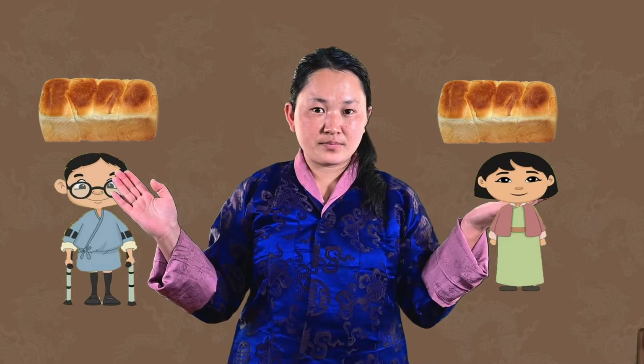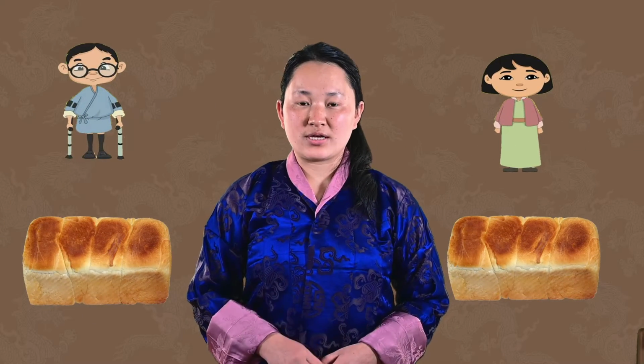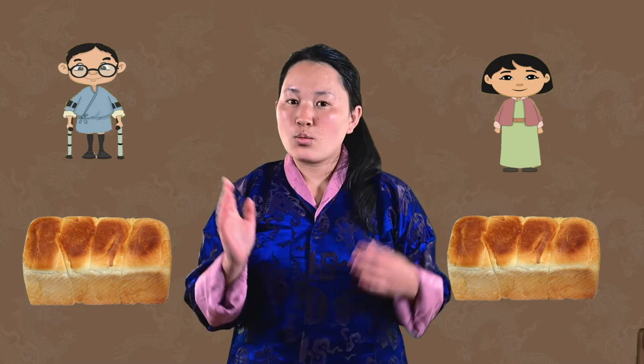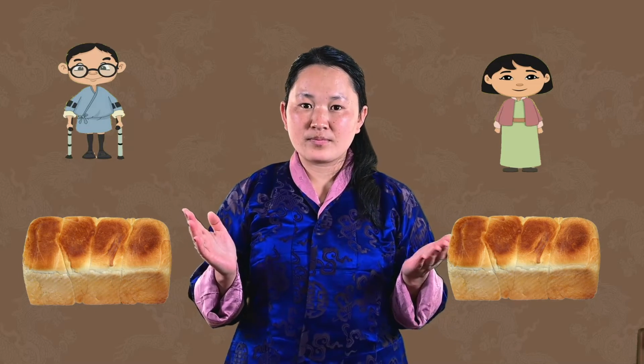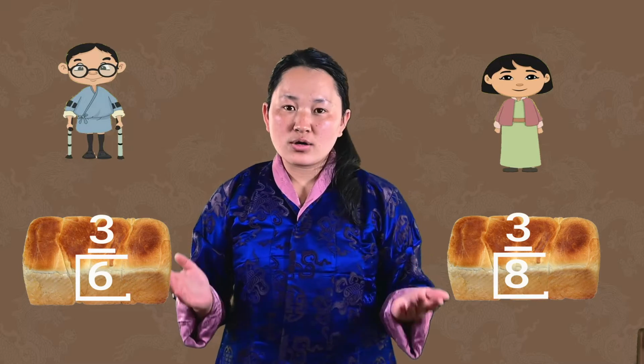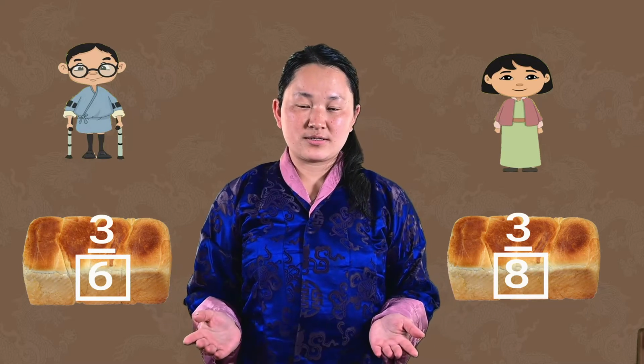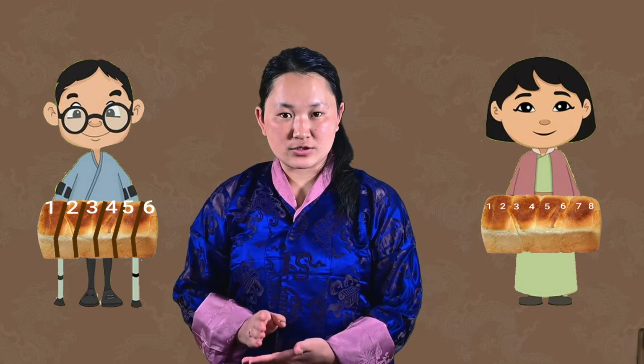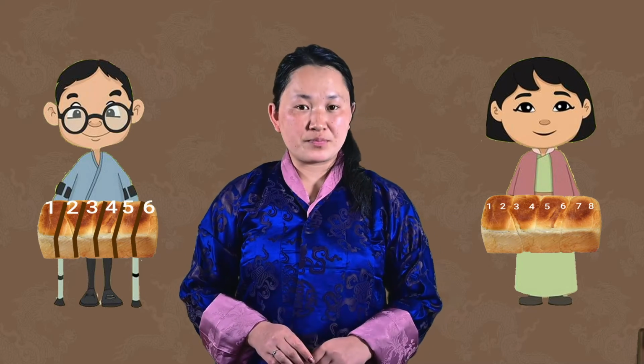For that, let's give these two breads to Doji and Dechen. Let us help them slice their bread. For slicing, what do we have to remember? Yes, we have to slice the bread according to the denominators. First, Doji's loaf of bread will be sliced into 6 equal parts. Dechen's loaf of bread will be sliced into 8 equal parts.